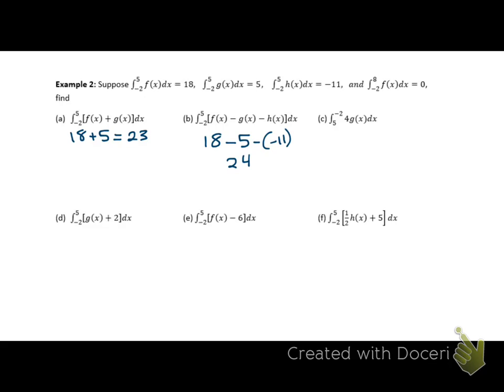For C, we have 4 times g of x, but our limits are going the wrong way. So we're going to take g of x and put a negative with it, so it's going to be -4 times 5, which is -20.